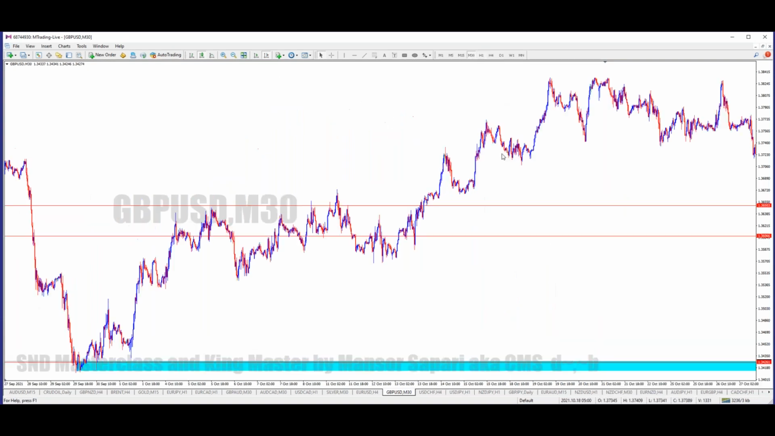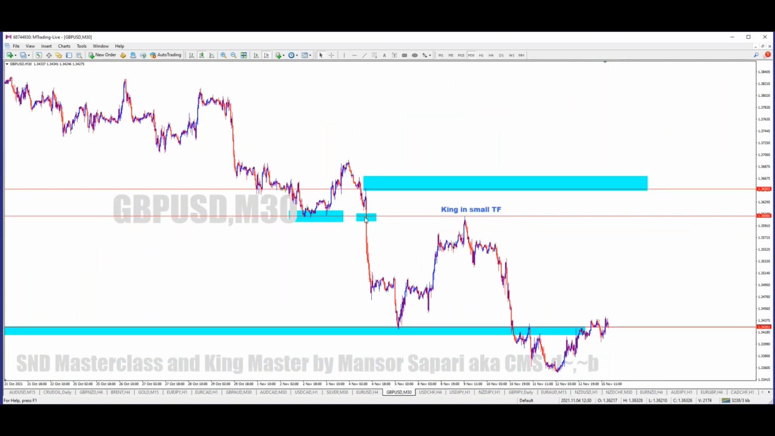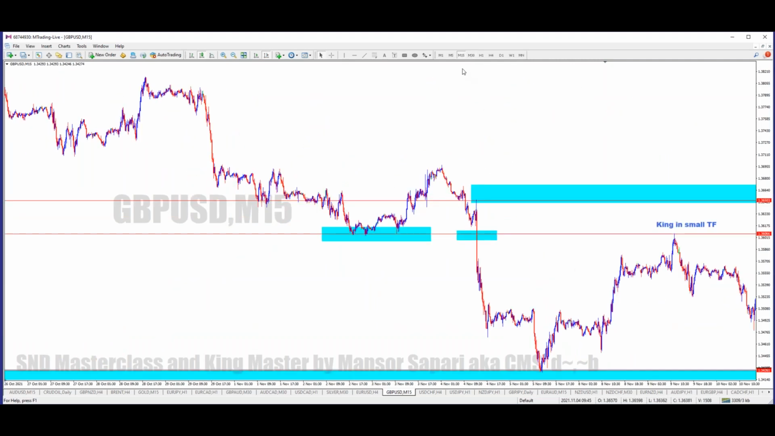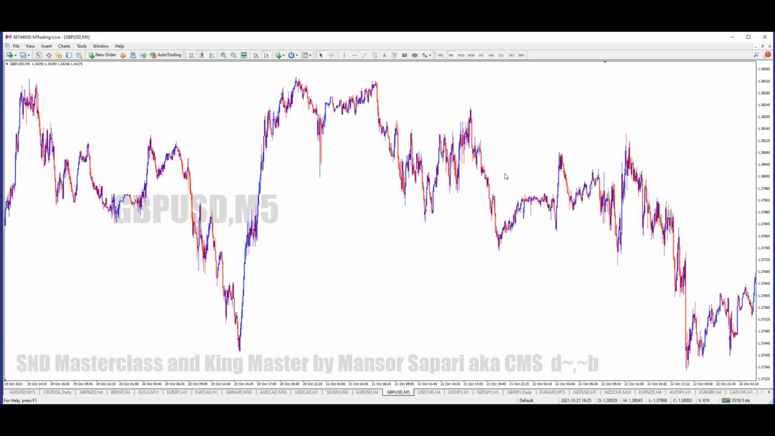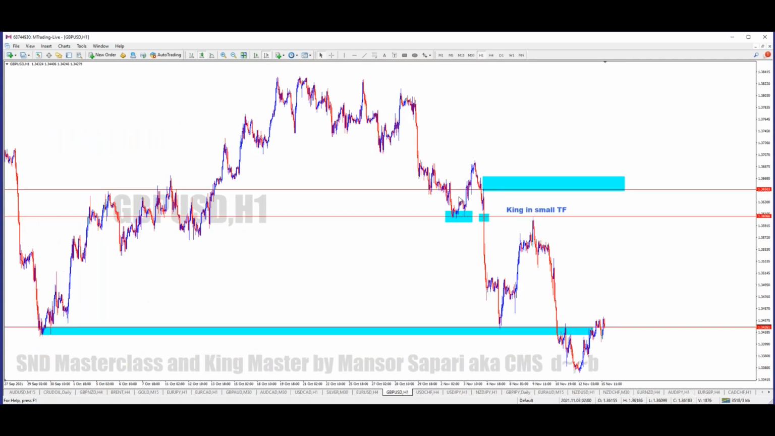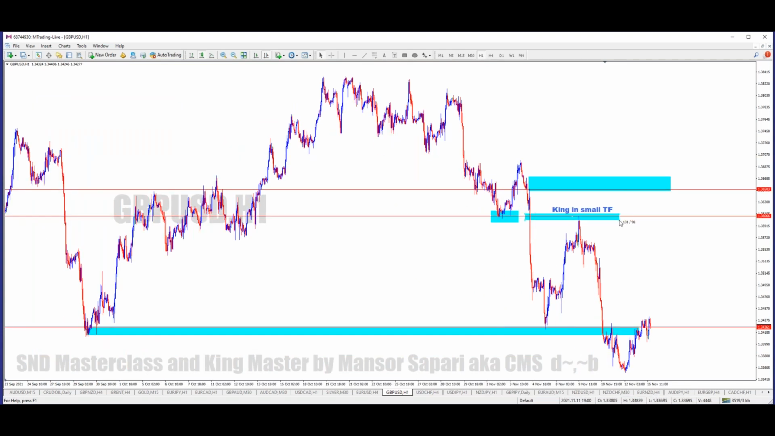Let's see. I change to M30. I cannot find a king. There is no king over here. M15 also no king. M5 also no drop base drop. So should we take the trade or not? Should we take the trade?